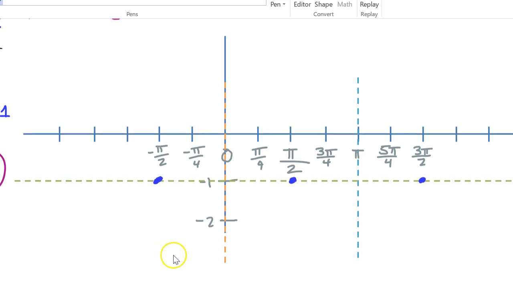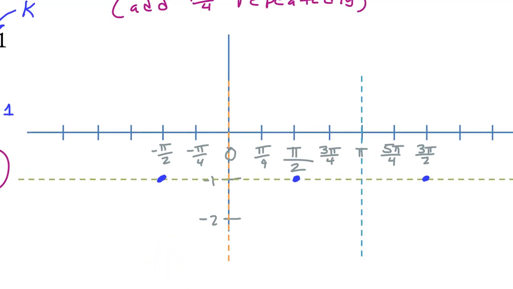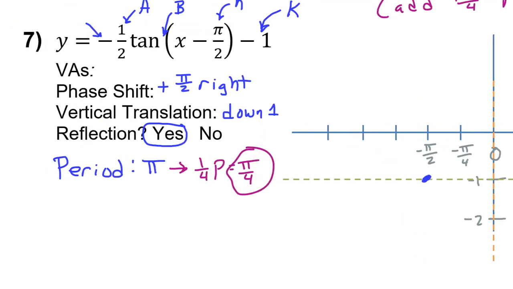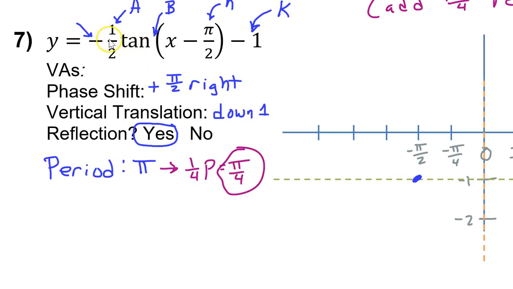Now, one more thing as I go, let's think about the a value. The a value is 1/2 if you ignore the negative sign.